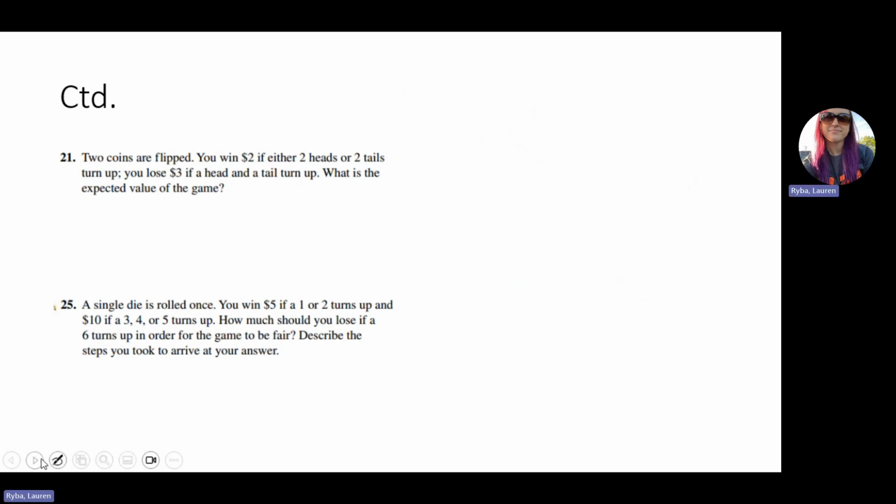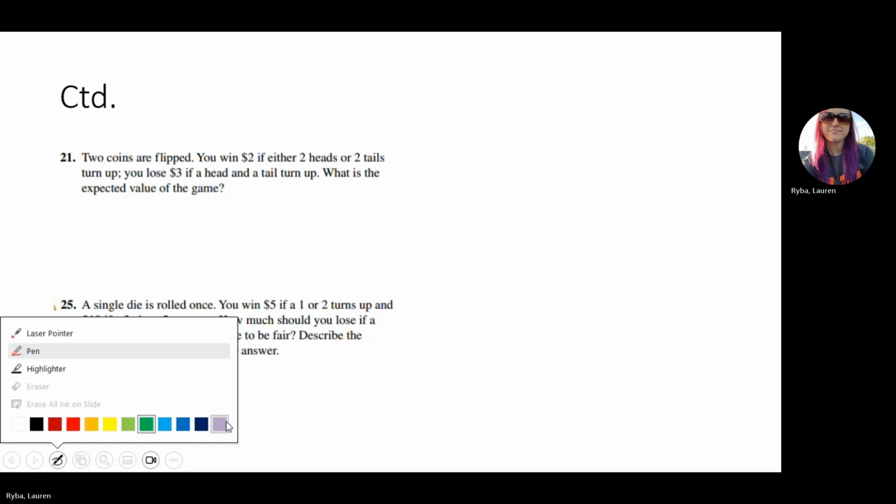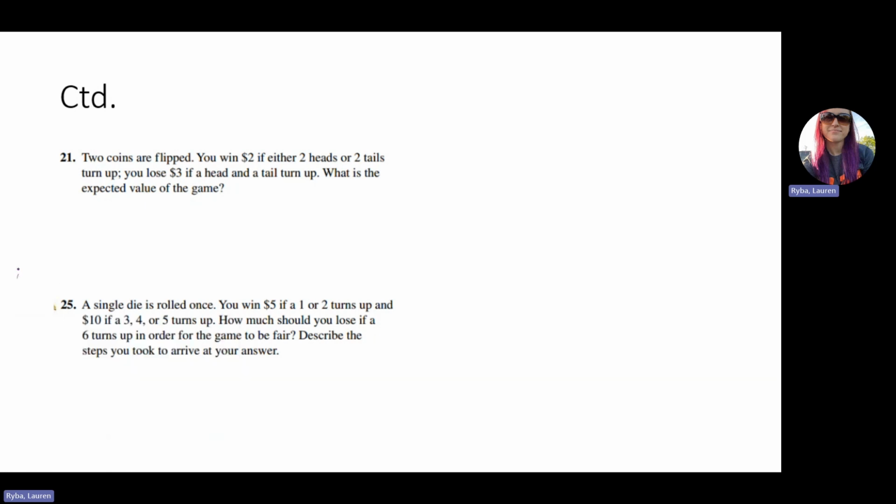All right, let's try. I think these are the last two. Two coins are flipped. You win $2 if either two heads or two tails turn up. You lose $3 if a head and a tail turn up. What is the expected value of the game? Okay, so what I need to do is write my outcomes first. So I can flip a head followed by a head, a head followed by a tail, a tail followed by a head, or a tail followed by a tail. Those are my outcomes.